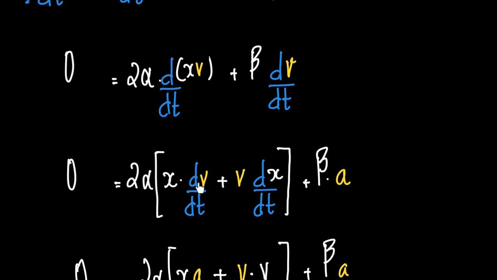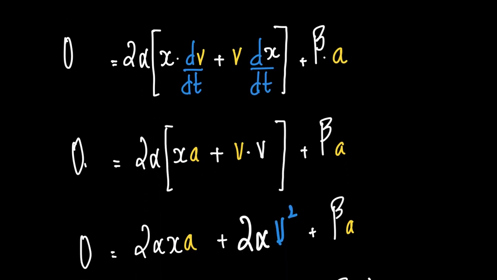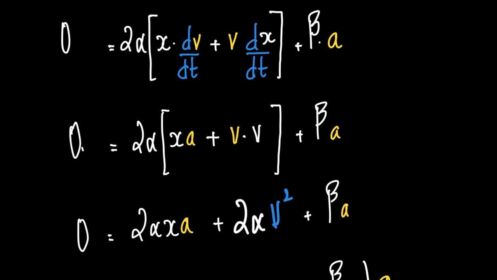What is d by dt of xv? First into the derivative of second, dv by dt, plus second, v, into the derivative of first, which is d by dt of x. What is dv by dt? Rate of change of velocity with respect to time is acceleration. What is d by dt of x? Rate of change of displacement with respect to time is velocity. So x into a, 2 alpha x a, plus v into v, 2 alpha v square, plus beta a.